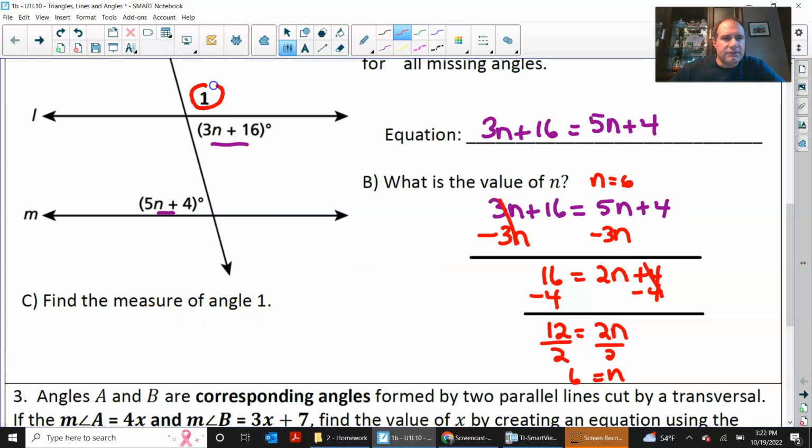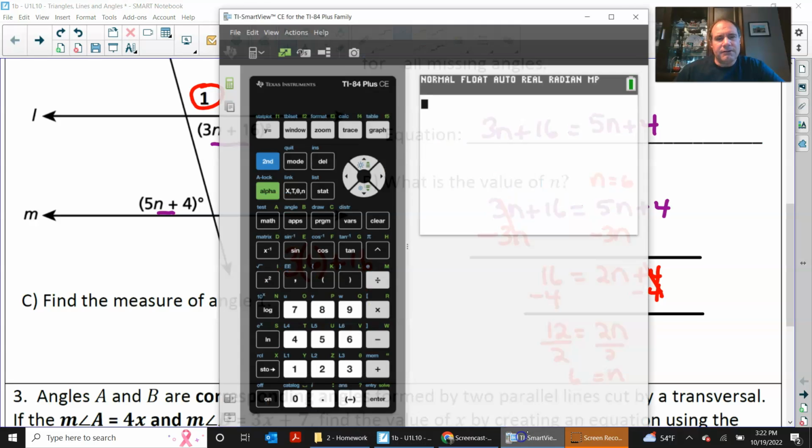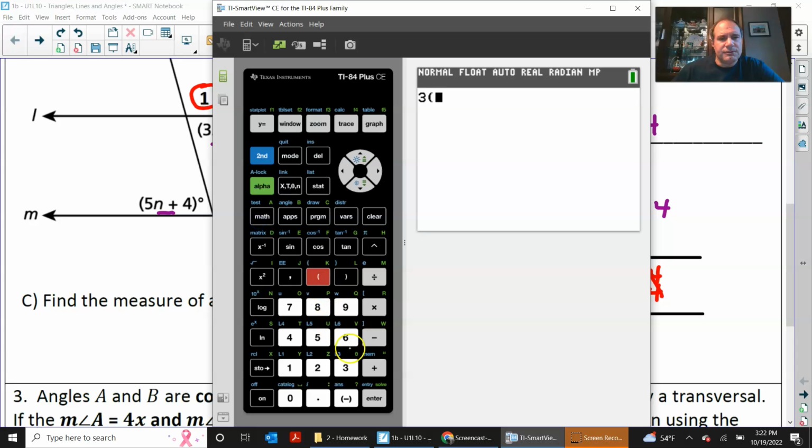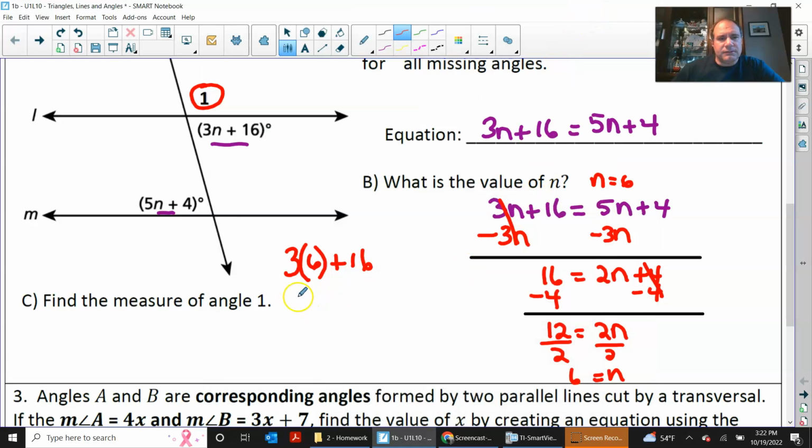Angle 1 is right here. So that's an obtuse angle. This is acute, this is acute. So I'm going to just substitute into 3n, and instead of n, I'm going to put the 6 plus 16. In my calculator, I'm going to go 3 times 6 plus 16. And I'm going to enter it, and that's 34 degrees. So this part right here is 34 degrees, but that is not what I want to solve for. I want to solve for angle 1.